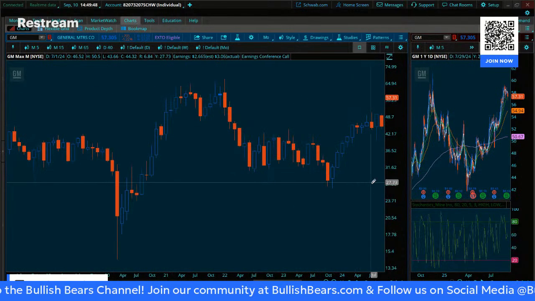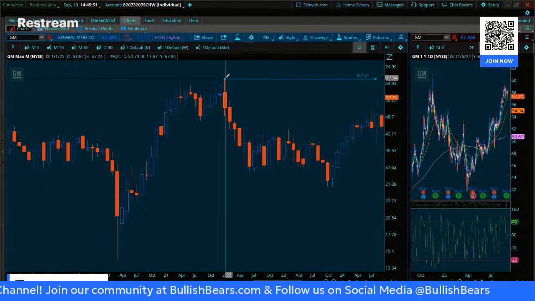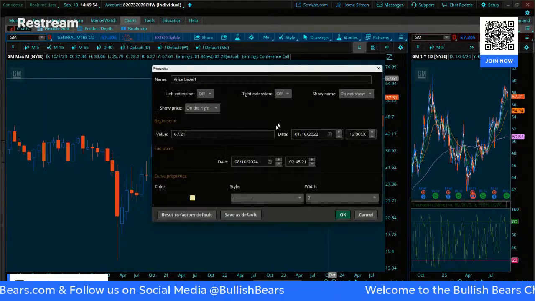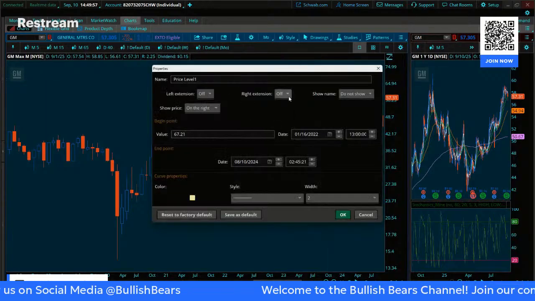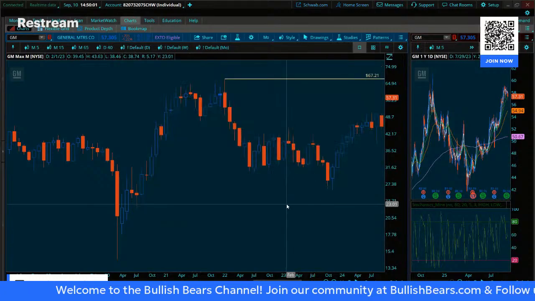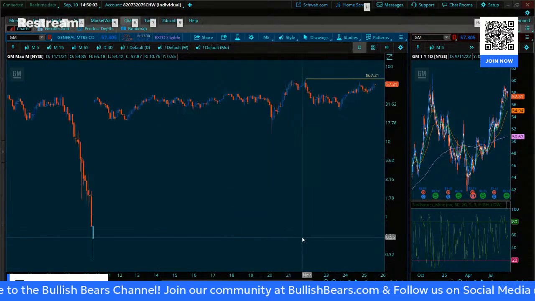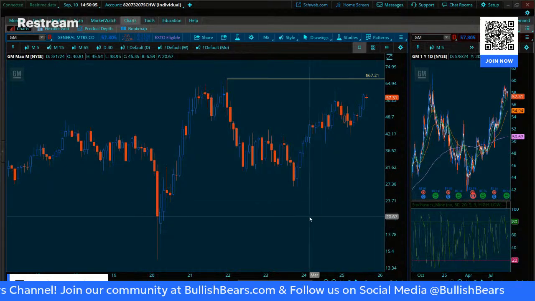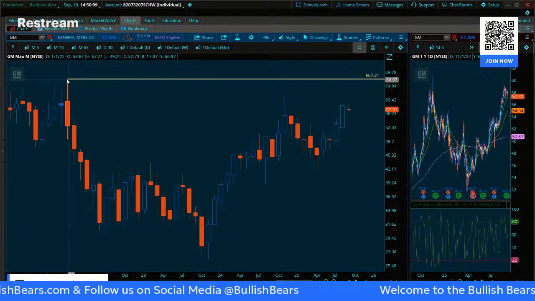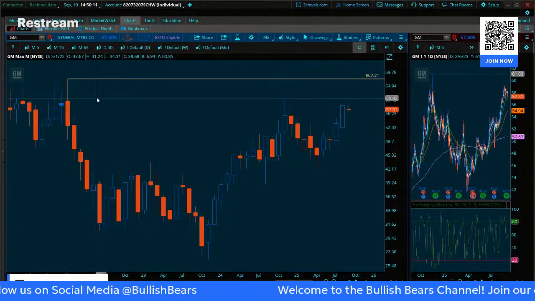Is there any merit in marking out that high? Yes, absolutely. When price gets there, we would look for a reaction out of it. Would I call it resistance? No, but I would recognize it as a key level, and that's from January of 2022. So it's a couple of years old.